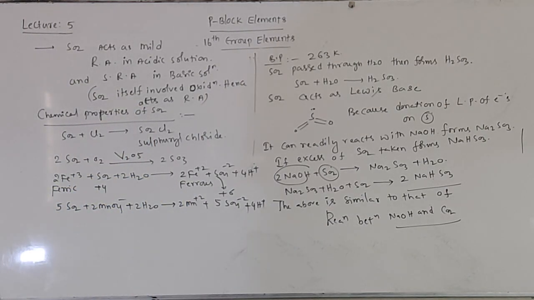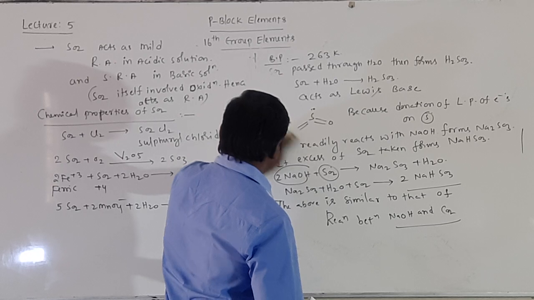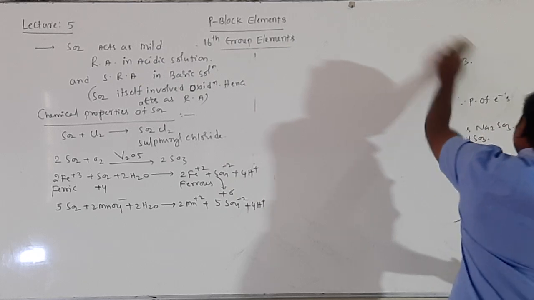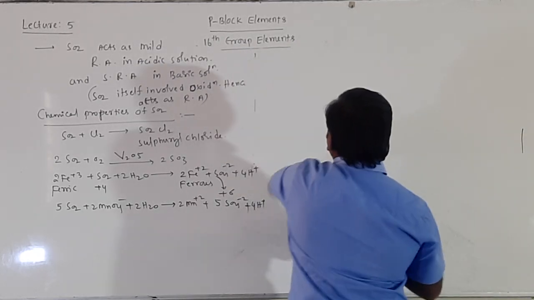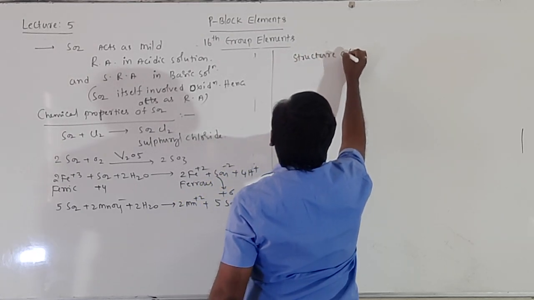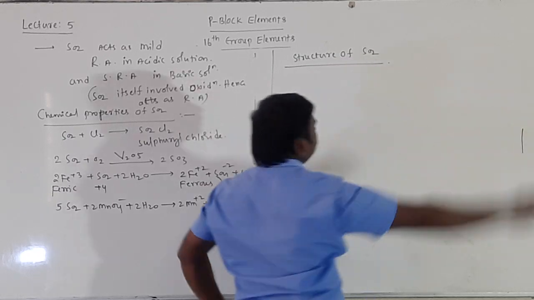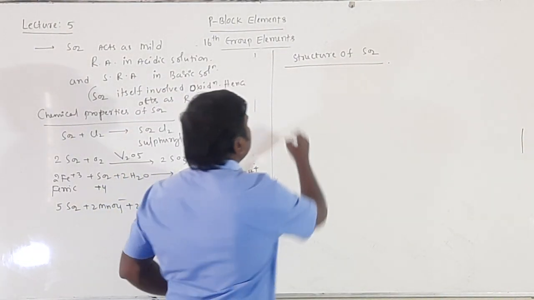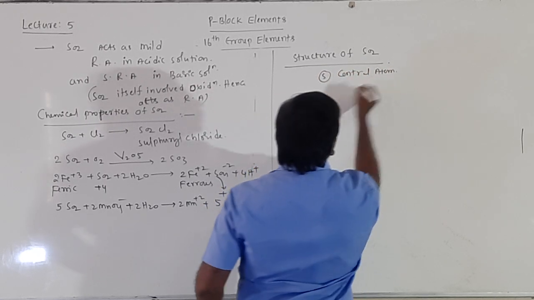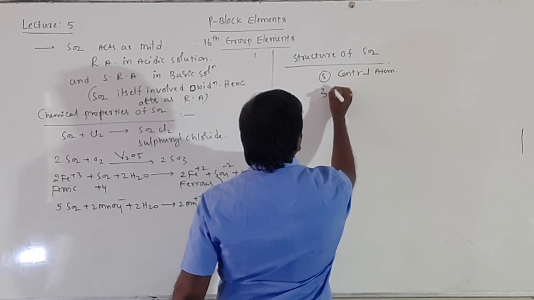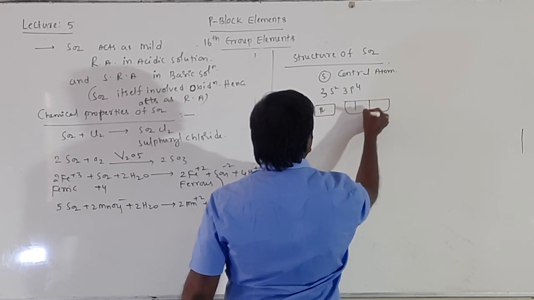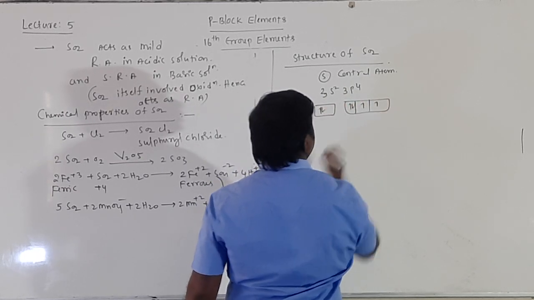Right? Next, what is the structure of sulfur dioxide? Structure of sulfur dioxide, SO2. If you observe the structure, sulfur is the central atom. Sulfur configuration is 3s2 3p4 it is. S contains 2 electrons, P contains totally 4 electrons.